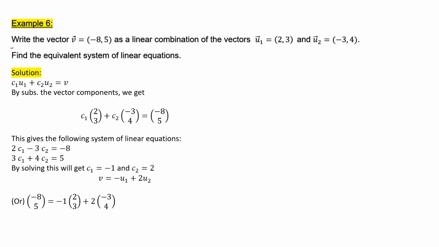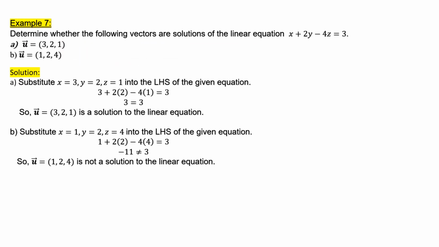This is a similar question like example number 5. So you can do it on your own. Let us move to example number 7. Determine whether the following vectors are solutions of the linear equation x plus 2y minus 4z equal to 3.